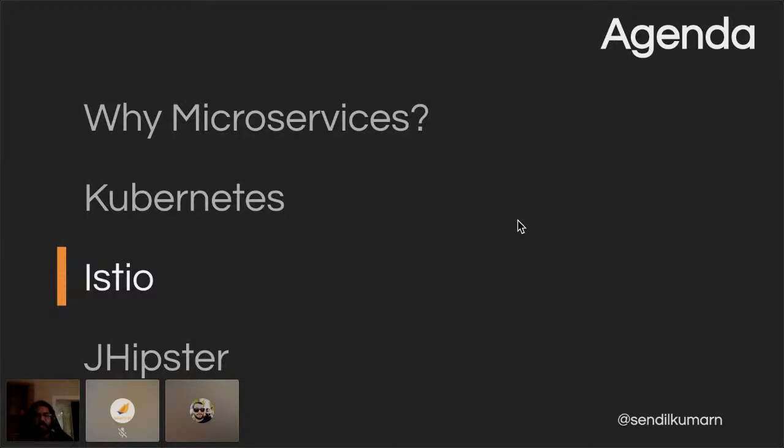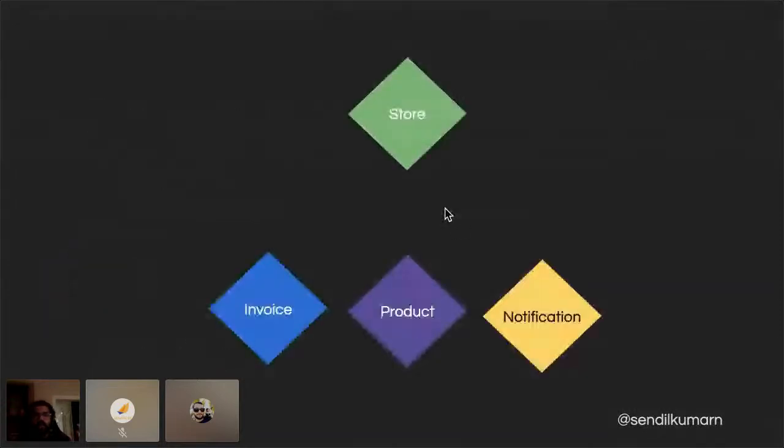So the next stuff is Istio. Kubernetes actually helps you to remove a lot of redundant things that you have in the system. On the other hand, let's see what Istio does.